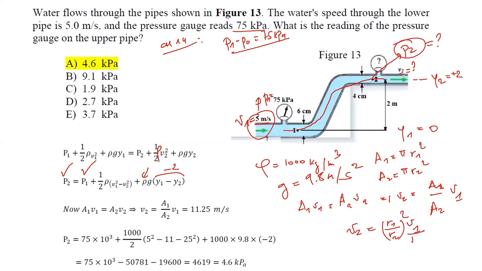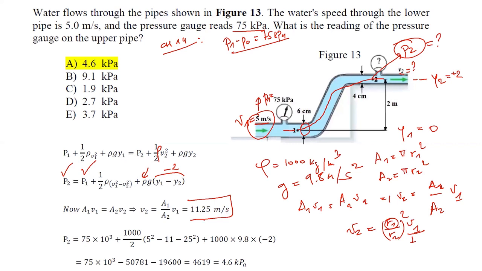I know V1, it's 5. I know R1 is 3. And I know R2, it's 2. Here I gave you the diameters, so the radius is half the diameter, of course. So continuity equation gives me V2. V2 is 11.25 meter per second.